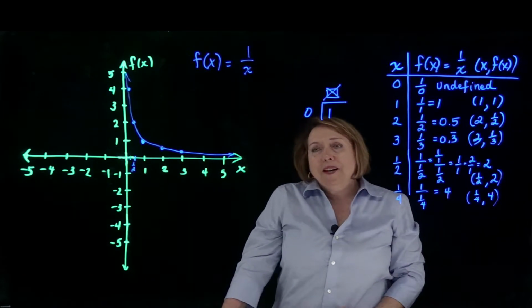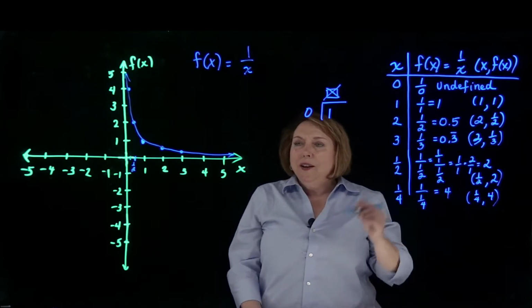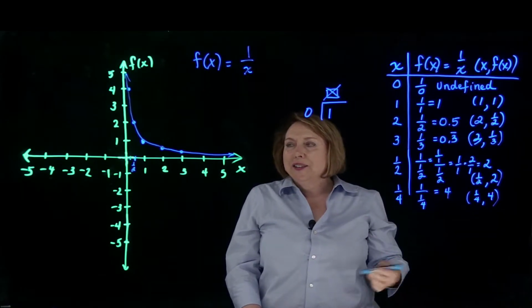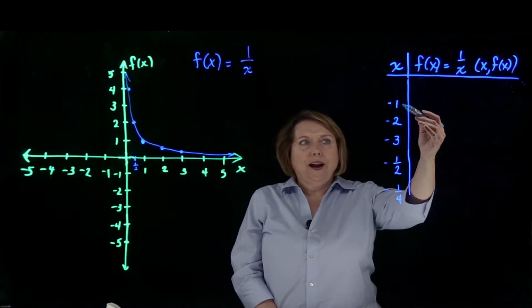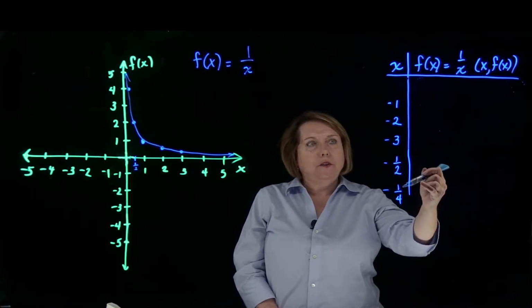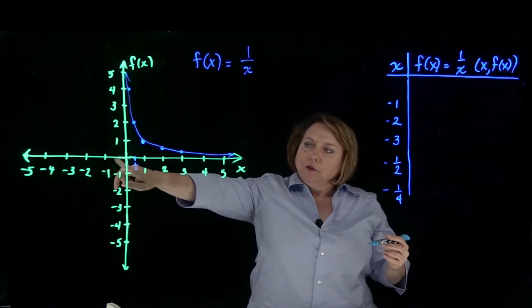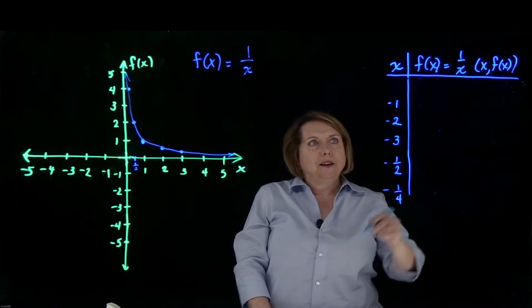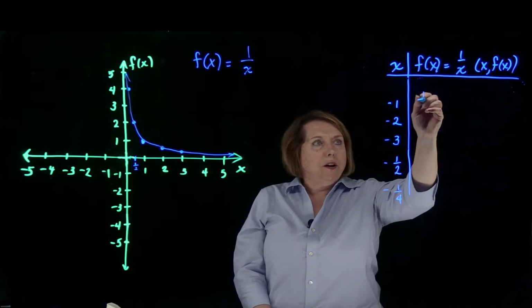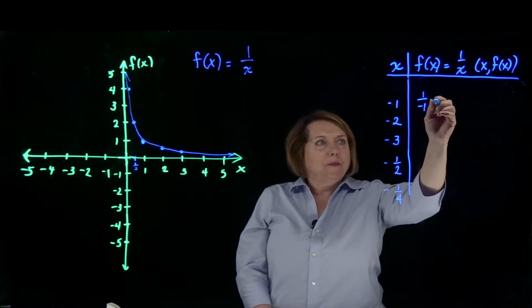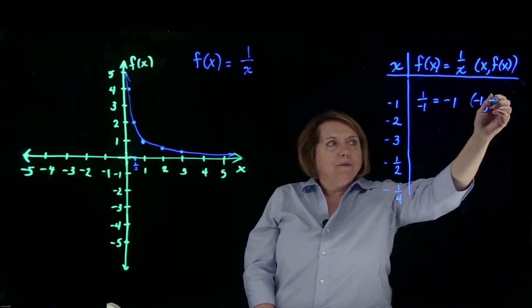But we're not done because we didn't choose any negative values. So let's go ahead and choose those negative values and see what happens. So let's choose some negative values for x, really the same values as the positive values that we had over here. We'll just choose the same ones for the negative side. So if x is negative 1, f of x is going to be 1 over negative 1, which is negative 1. Our ordered pair will be negative 1, negative 1.